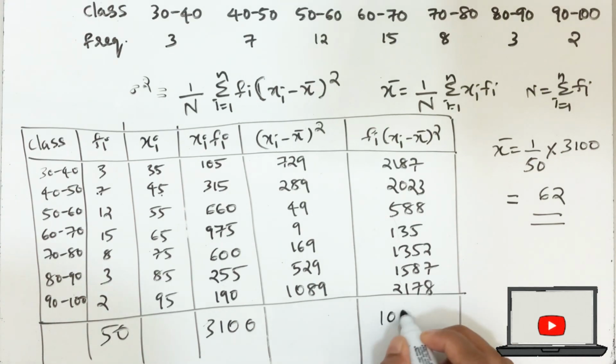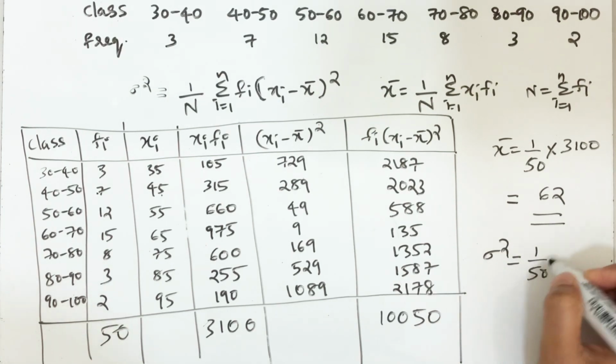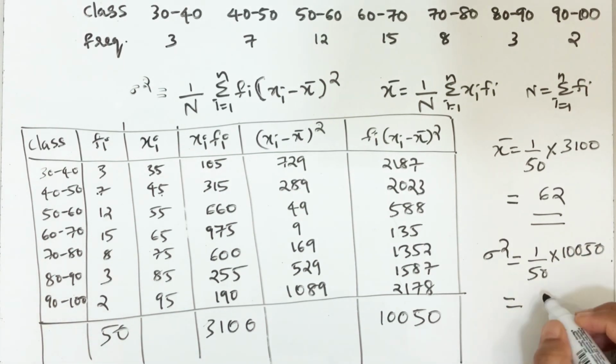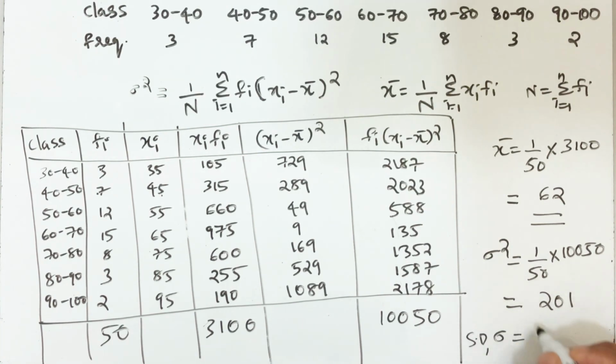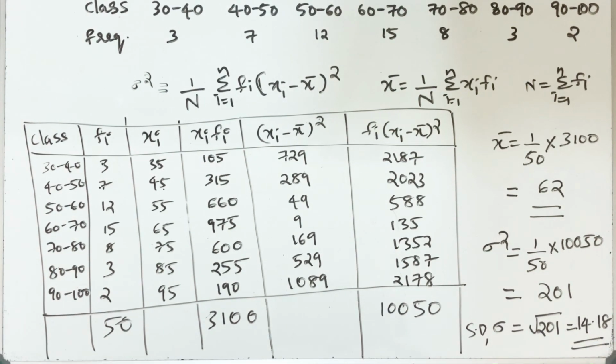It will be 10050. Next, variance sigma square is equal to 1 by 50 into 10050, which is equal to 201. So variance is 201 and standard deviation sigma is equal to positive square root of variance, which is equal to 14.18. Here for calculation you have calculator, but be cautious about each and every value.